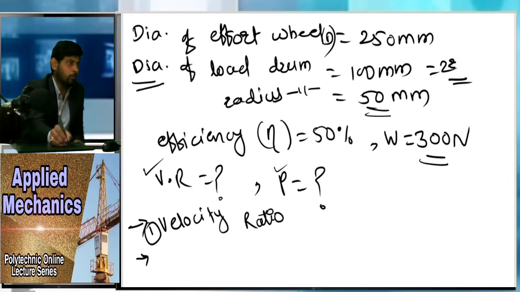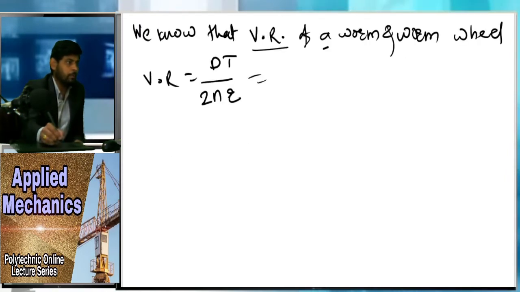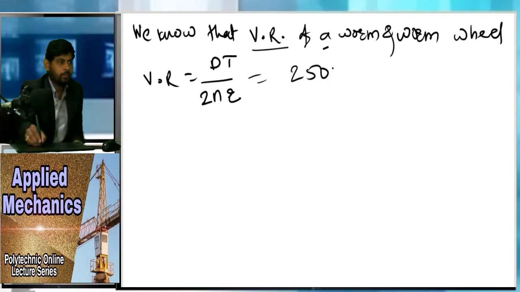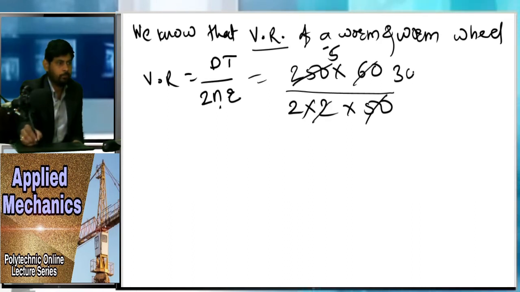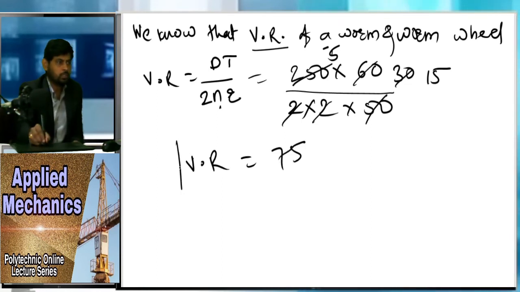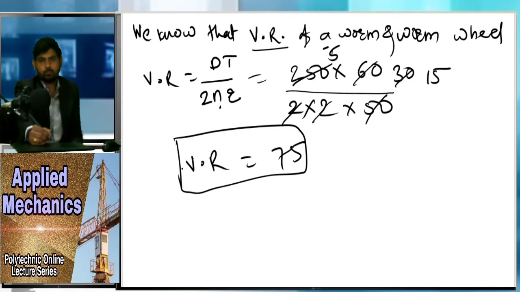Yes, 250. The value of D is 250 mm, into the value of T, which is 60 divided by 2, into the number of threads. How much? Double threaded is 2 multiplied by 50. So here this will be 5, right? So here it is 30 and 15. So you can find out the value of velocity ratio is equal to 75. So this is your value of velocity ratio.